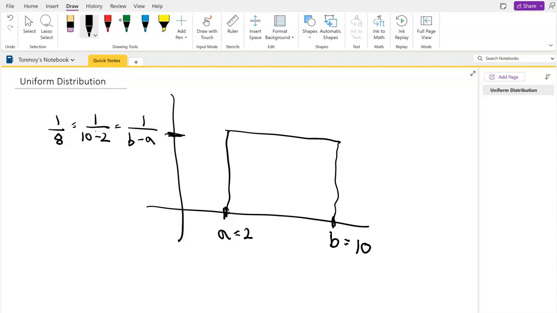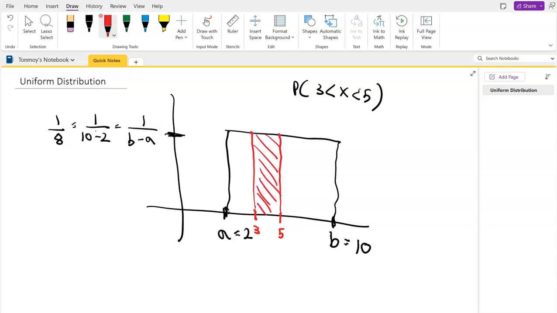Now, if I were to find the probability of a number, let's say, what is the probability that x is between 3 and 5? I can look at x at 3 and 5, and basically it is going to be the likelihood or probability of any of the numbers in between this range. So in that case, it is just a matter of finding the area of a rectangle.